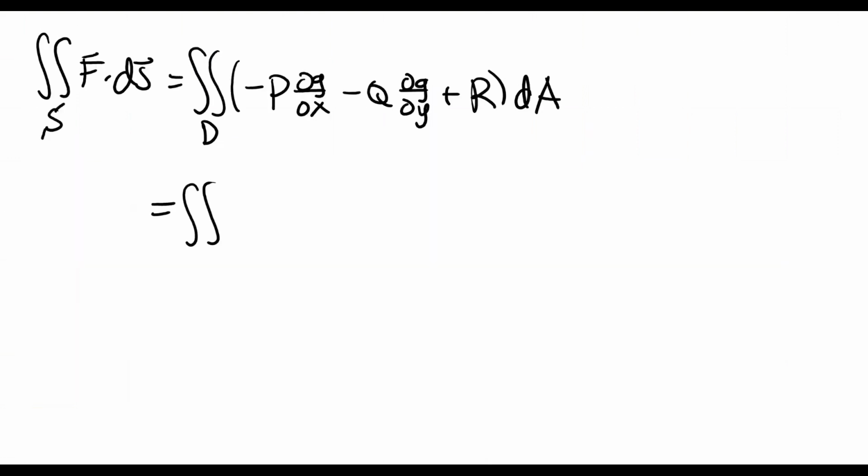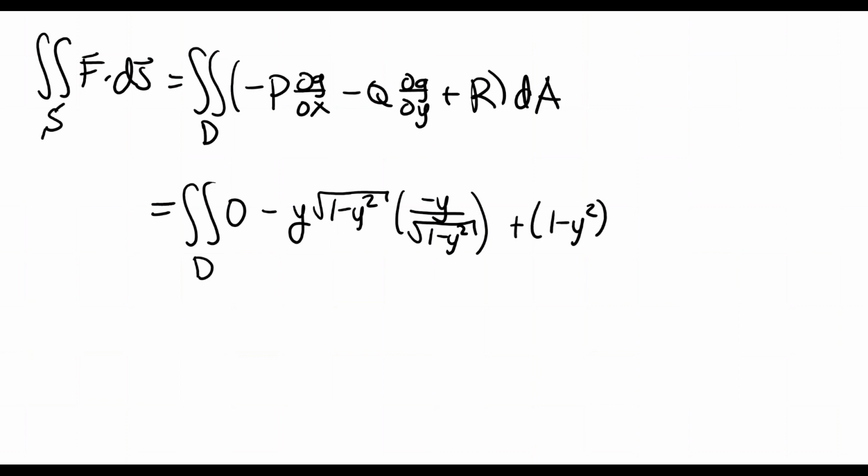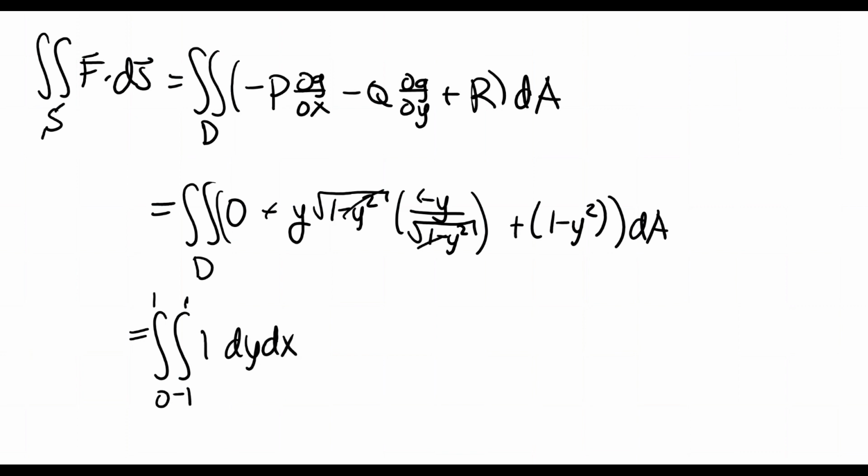We can put this all together. Our double integral will have integrand 0 minus y times the square root of 1 minus y squared times negative y over the square root of 1 minus y squared, plus 1 minus y squared, which simplifies to just 1. So we're integrating 1 over the rectangle, which comes out to 2.